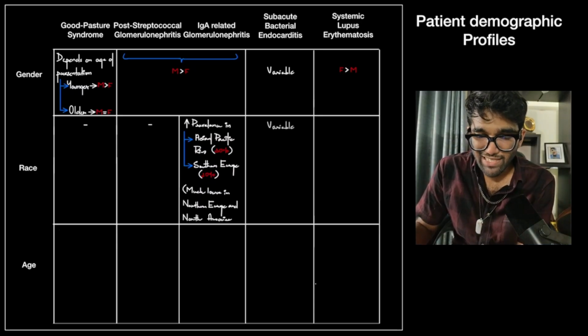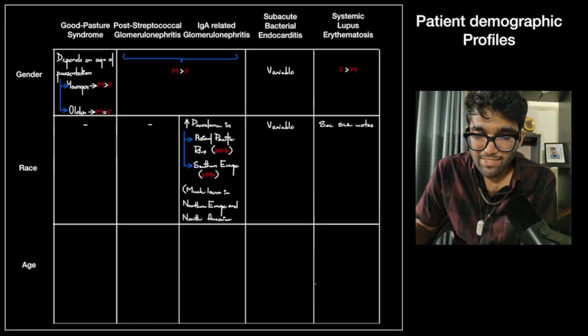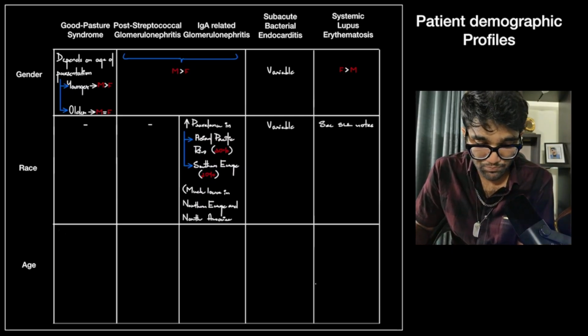And this is data that is quoted in Harrison, 22nd edition. So, factually important to know. In SLE, we'll discuss the racial predilection and distributions in great detail, so I'm not going to go into that right now.